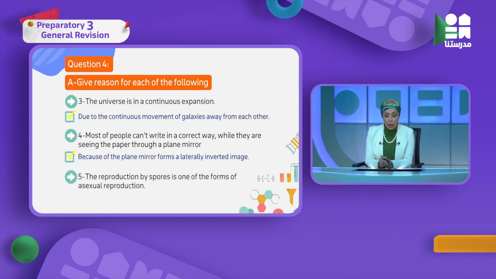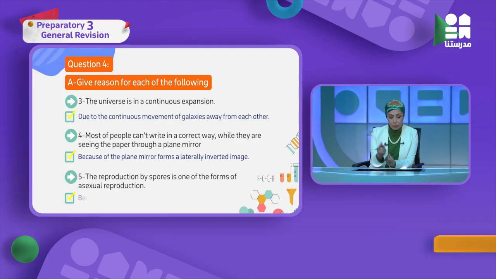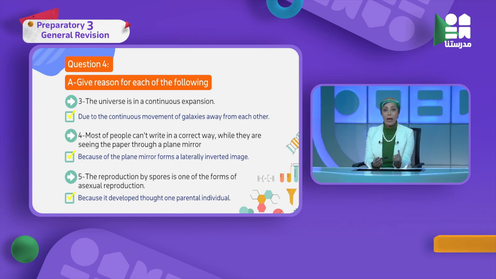The reproduction by spores is one of the forms of asexual reproduction. Why? Here it's as if he is asking me to explain what asexual reproduction means. Why is reproduction by spores a kind of asexual reproduction? Because it happens by only one parent or one individual, meaning because it developed through one parental individual.